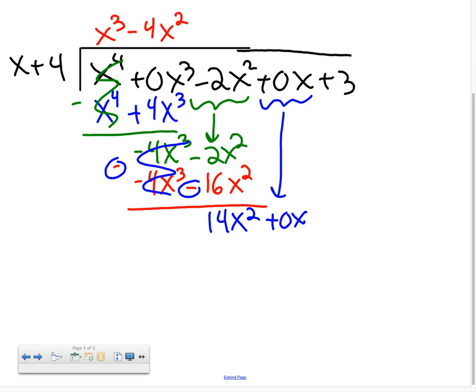How do I make an x into a 14x squared? Well, that means it needs a 14 and another x. So I'm going to multiply it by 14x. Multiply 14x by x. Let's see what I get here. 14x times x would be positive 14x squared. That's good. 14x times positive 4 would be 56x.